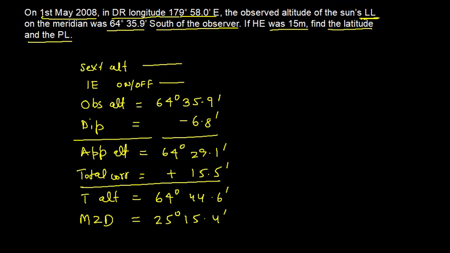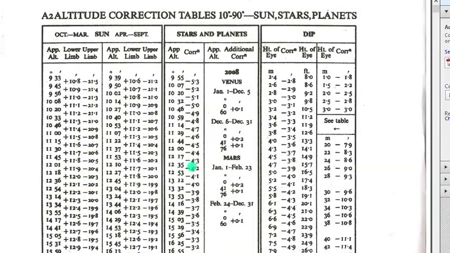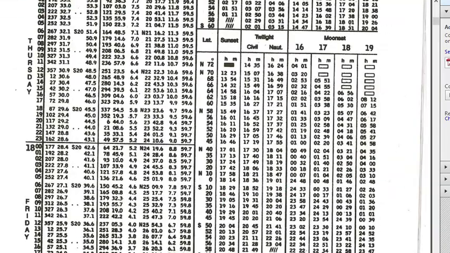Now first of all, we need to find the local mean time of meridian passage. For that, we need to open again the page for 1st May. So, let us come here and we just move on.